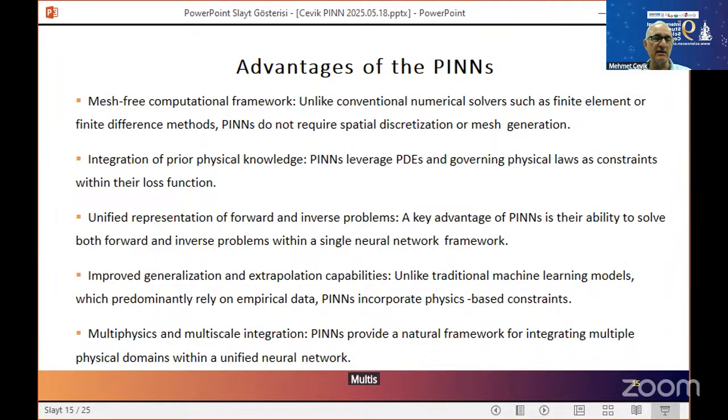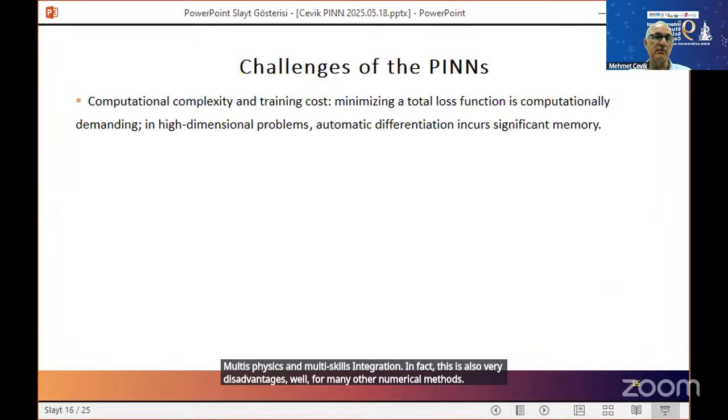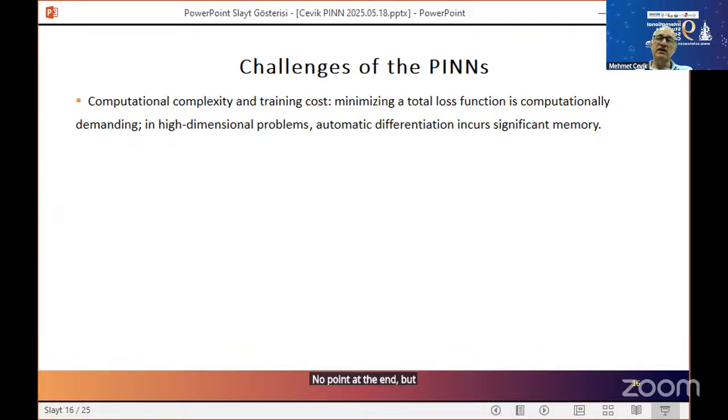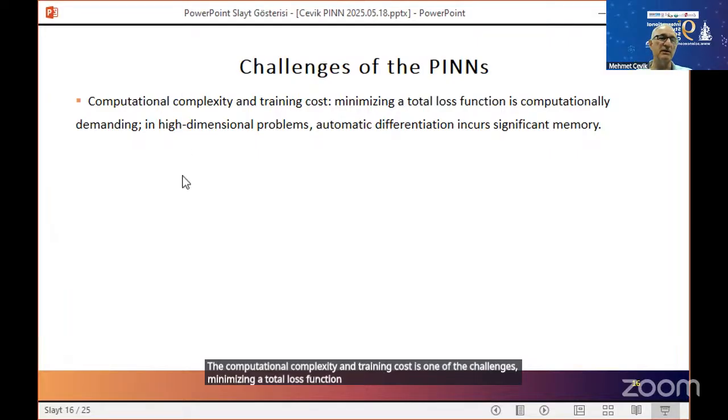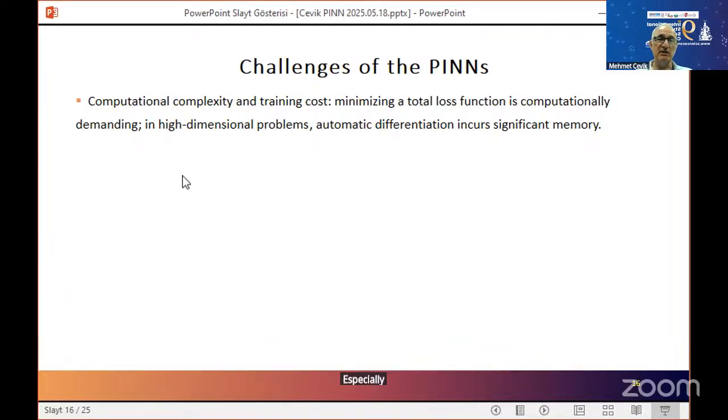Multi-physics and multi-scales integration. In fact, this advantage is valid for many other numerical methods like finite element. But there are also challenges. No method is perfect. Every method has advantages, but they also have challenges. The computational complexity and training cost is one of the challenges. Minimizing a total loss function is computationally demanding, especially in high-dimensional problems.